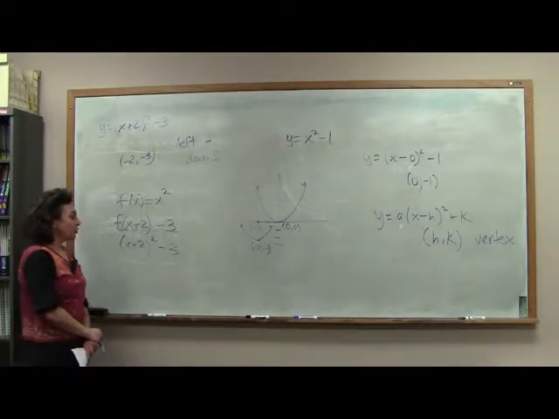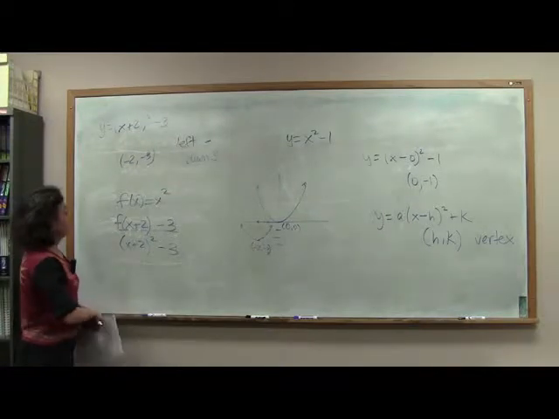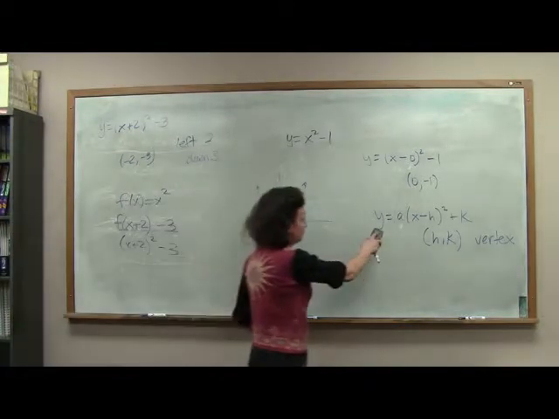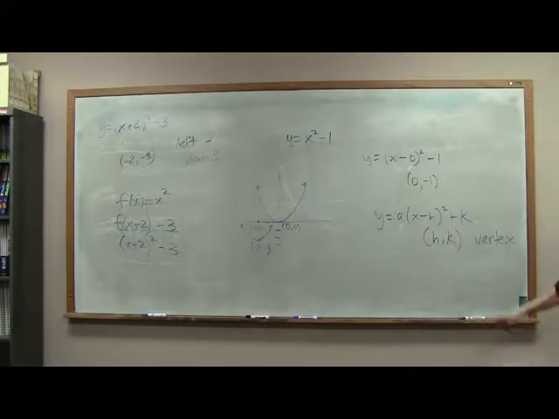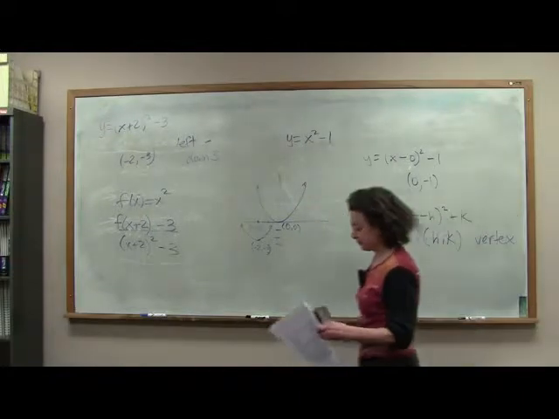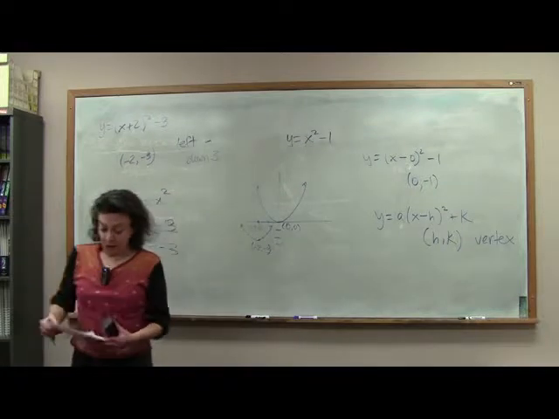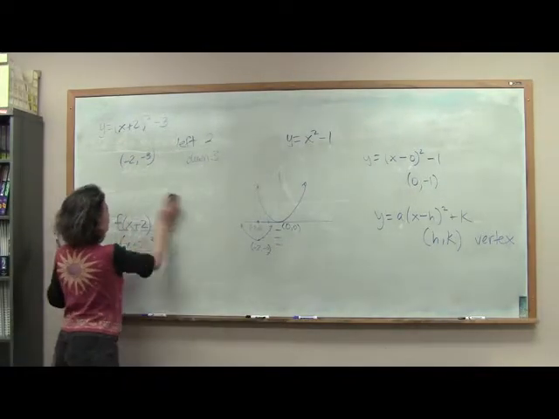And you can then graph your parabola. Okay? So, again, our general form to read off our vertex is this, and that value (h, k) is our vertex. So, let's talk about this particular example.